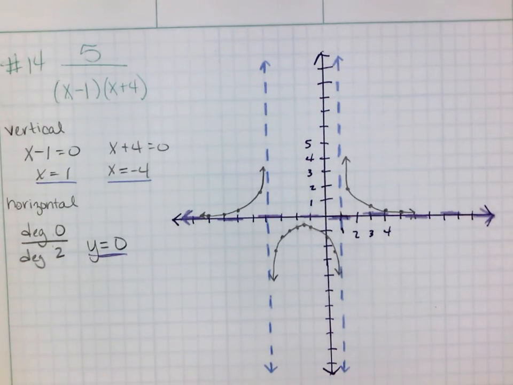Just make sure, if you can't see anything on your graphs, that you zoom in on your graphs or type in values and see what's going on, see what's happening. Use your zoom box, it'll be your best friend.